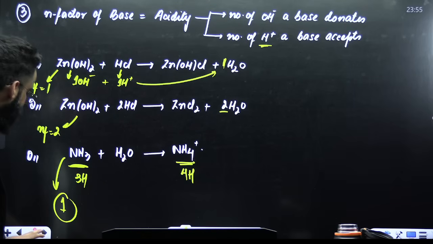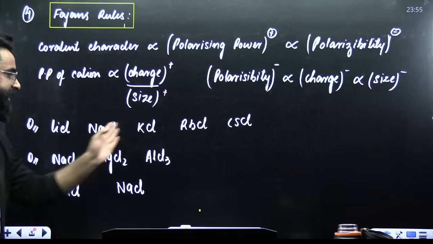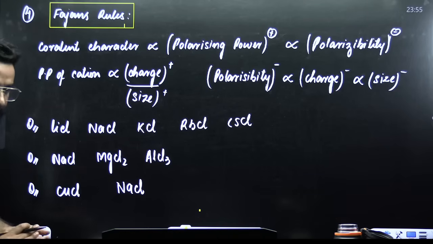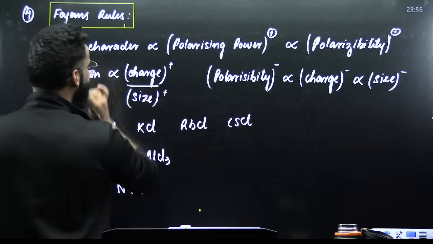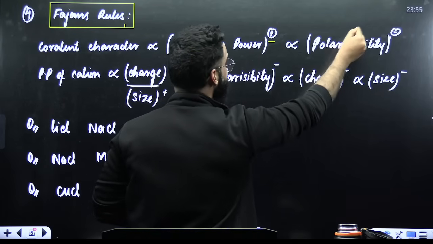Simple. Next one is Fajans rules. A lot of times you will get questions like this: arrange the following on the basis of covalent character. Remember, my dear students, covalent character depends on 2 things: polarizing power of the cation and polarizability of the anion.